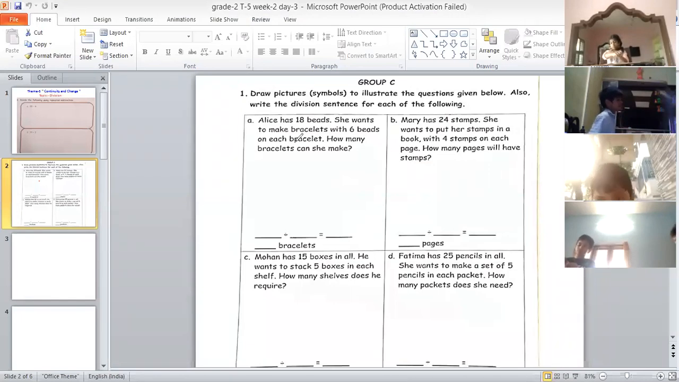Very good. So what we have to do, either we have to draw pictures or we can draw some symbols to illustrate the questions given below. We have to solve them. And then we have to write the division sentence for each of them. All right. Yes, Akshat. Now read that first question.